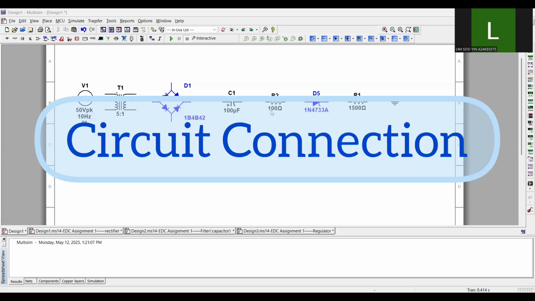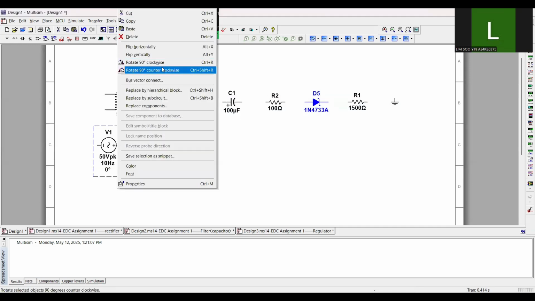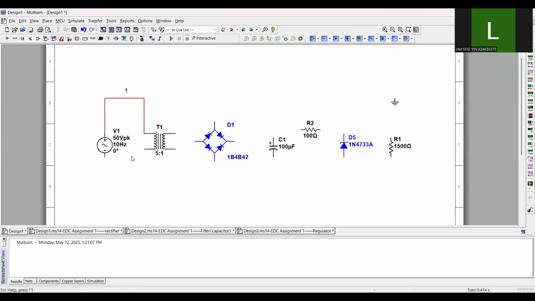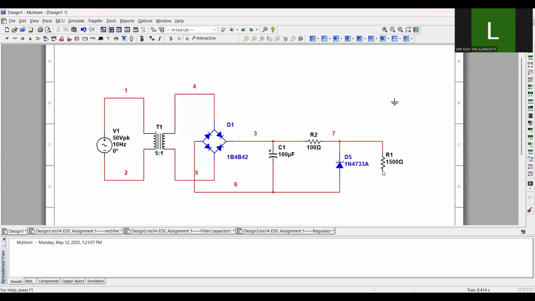Okay, so now let's connect all the components accordingly in Multisim to build the complete circuit. First, connect the AC source to the transformer primary winding. Then connect the secondary winding to the bridge rectifier. The rectifier is then connected in series with the smoothing capacitor. After that, the capacitor is connected in parallel with a current limiting resistor and Zener diode, and finally connect the load.